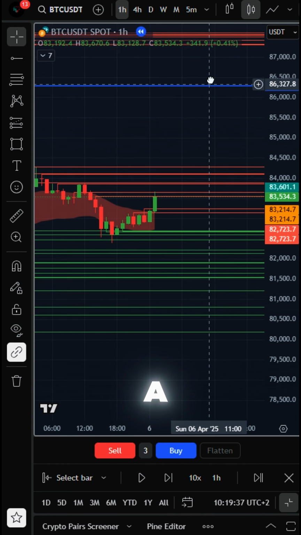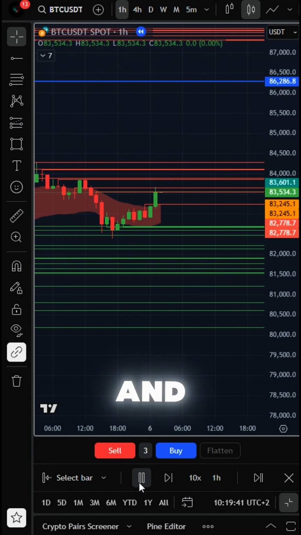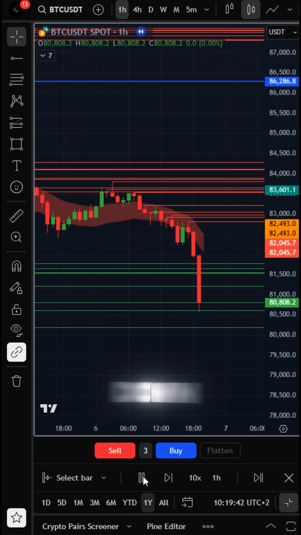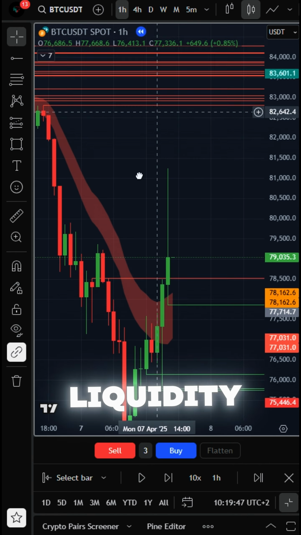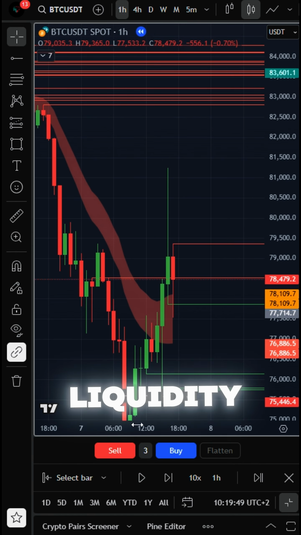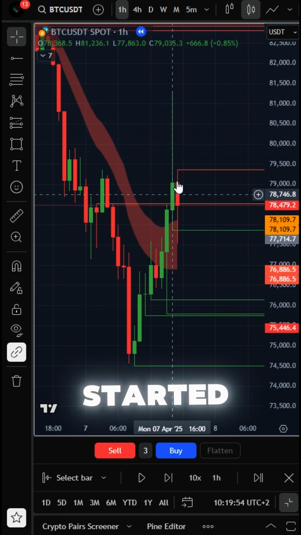Of course, taking a long position here is dangerous because the market wants first this liquidity down, and indeed the market went toward the liquidity down. And then is when the market started rising. After taking that liquidity down, you can see that we took that liquidity, and then when we saw this break was actually when the market started to rise.